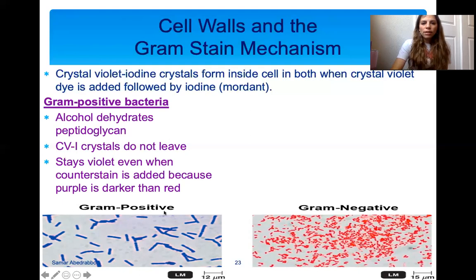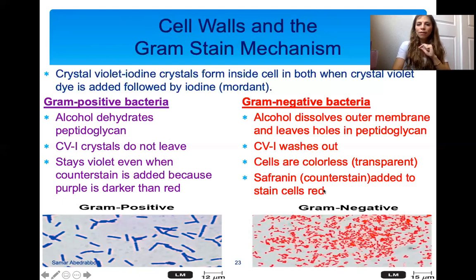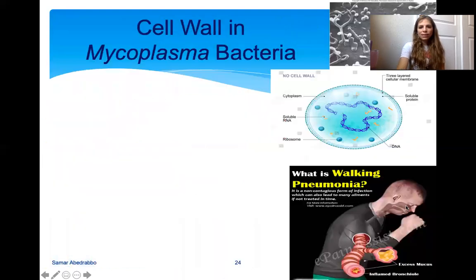So for gram-positive bacteria, the crystal violet sticks to the cells, and it sticks really strong because gram-positive bacteria have a lot of peptidoglycan, so they stain purple. For gram-negative bacteria, when you add the alcohol, the crystal violet washes out and the cells become clear, so that's why we add a counter stain, which is red. It's called safranin, and we talked about it briefly in another lecture. So the gram-negative bacteria stain red. So this is why gram-positive bacteria stain purple and gram-negative bacteria stain red.